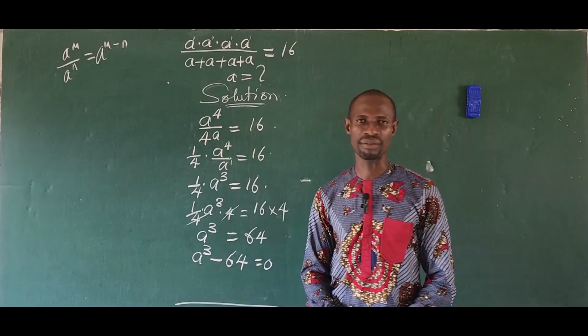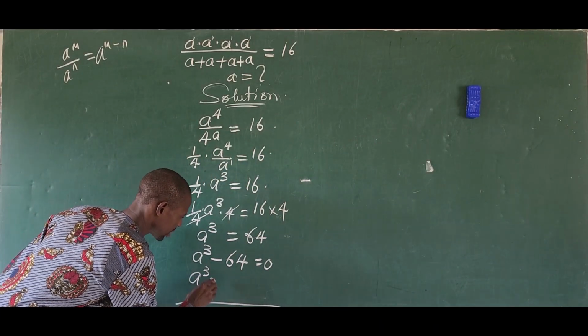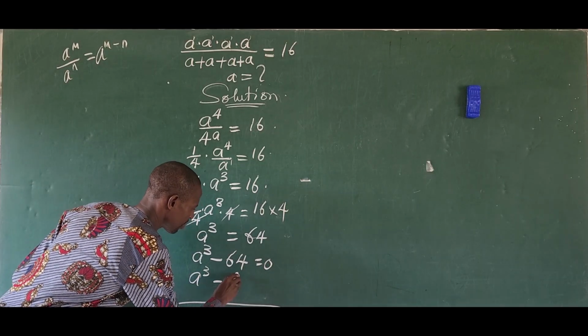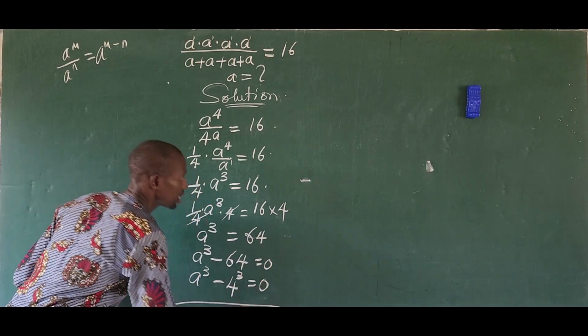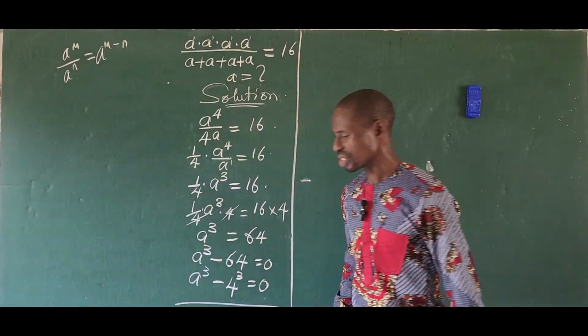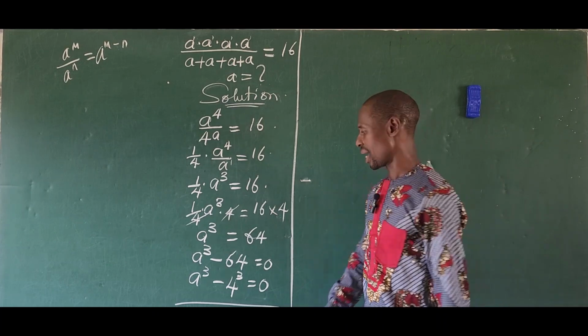And here we are having a power of 3. So let's go ahead and do that. This is going to give us a to the power of 3 minus 4 to the power of 3 equal to 0. So seeing this kind of expression, what comes to mind? We have what is called the difference of 2 cubes. And what does it say?